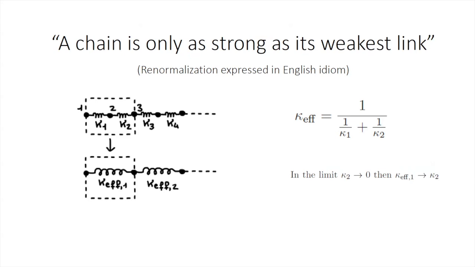So this is how you understand that, if I had something in between that I couldn't see, there is a net renormalized and effective and averaged out spring constant that one can calculate. And this is actually even encapsulated in the English idiom, right? A chain is only as strong as its weakest link. So renormalization is something that you intuitively know.